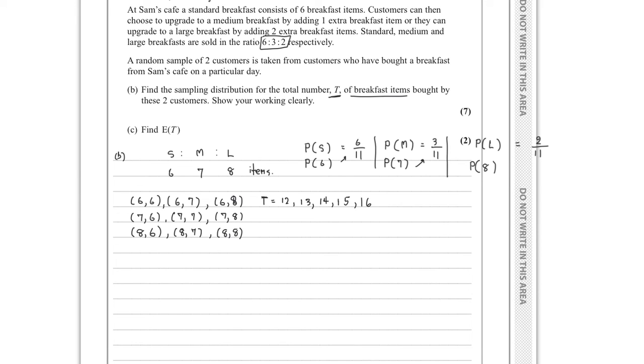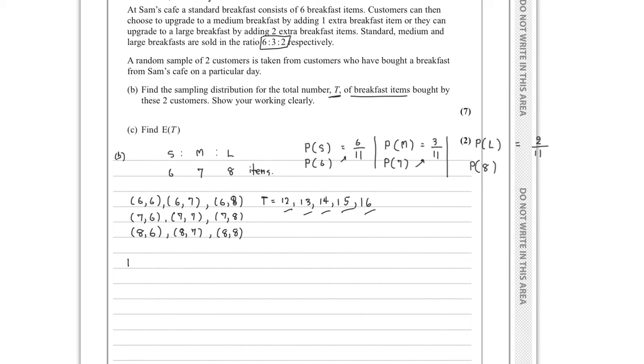So the possible values for T, which is the total number of breakfast items from these two customers, are either 12, 13, 14, 15, or 16. So we got all of the random variables. Now we are going to find the probability for each random variable.